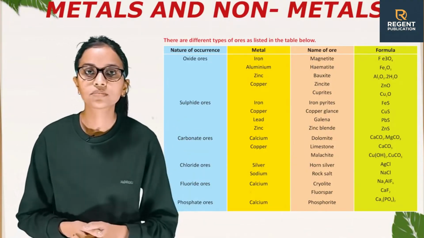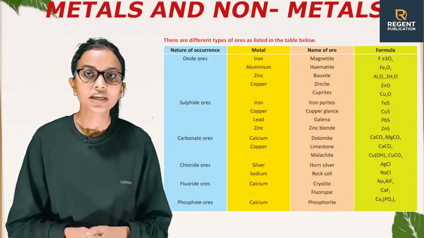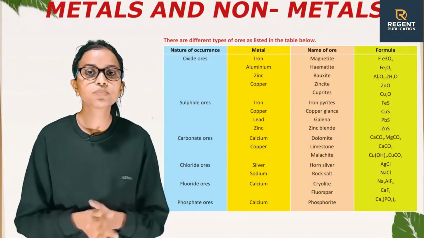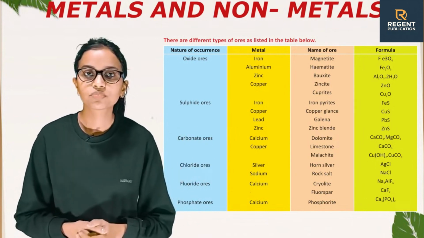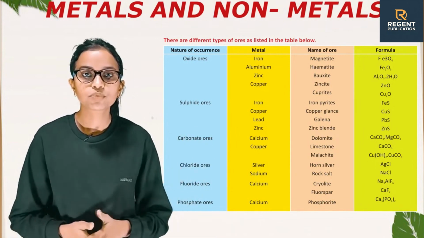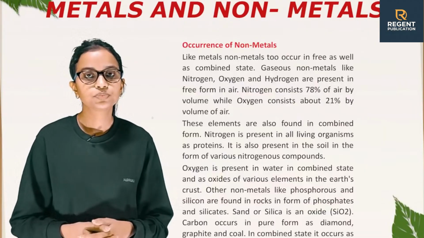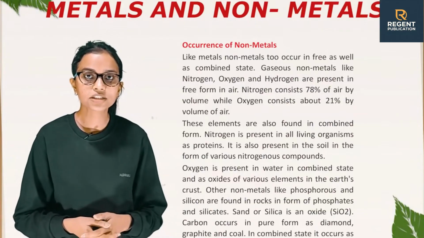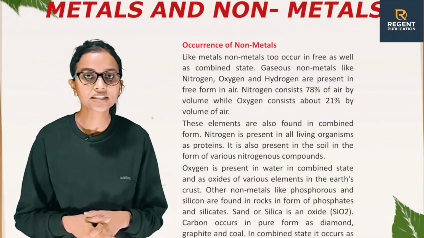Fluoride ores: sodium, cryolite, Na3AlF6; calcium, fluorspar, CaF2. Phosphate ores: calcium, phosphorite, Ca3(PO4)2. Occurrence of non-metals. Like metals, non-metals too occur in free as well as combined state.